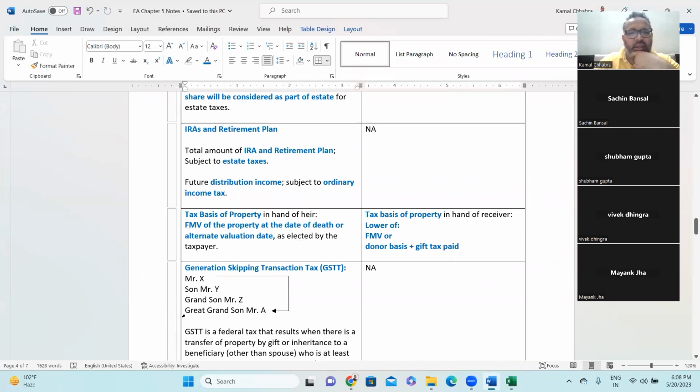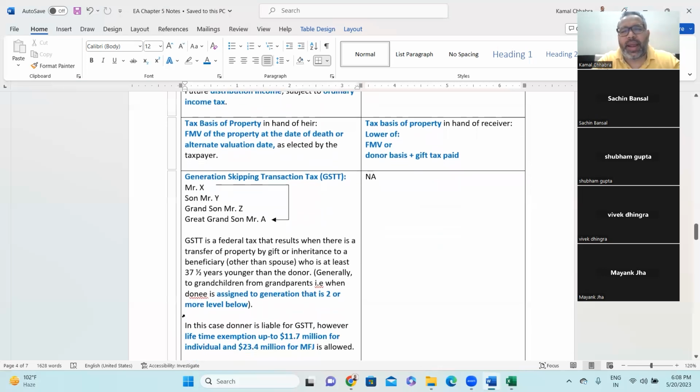So if you see in the IRA and retirement plan box, the total amount of IRA and retirement plan which you receive is subject to estate tax. And in future, the distribution income which you are receiving is subject to ordinary income tax. Now coming to the tax basis of property which you have received as estate or as gift. So you have received, let's say, the house as an estate. So what will be the value of that house in your hand? That you need to evaluate.